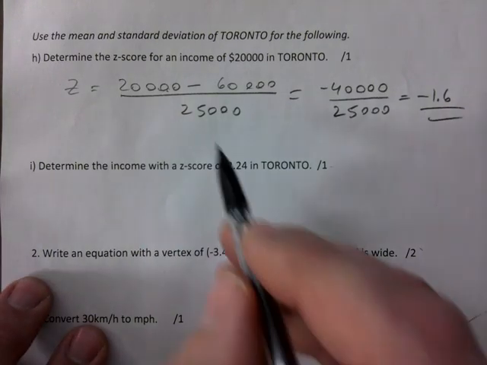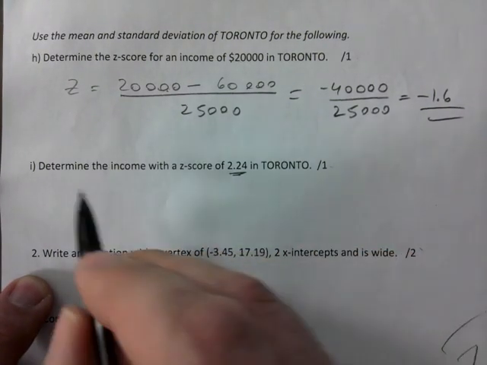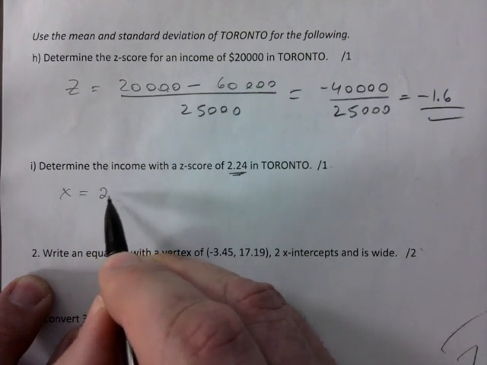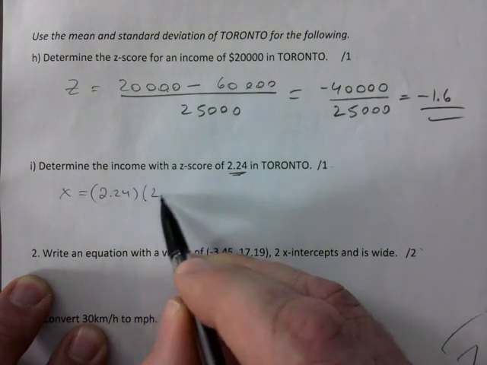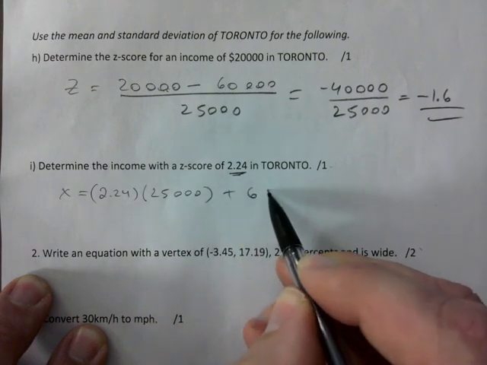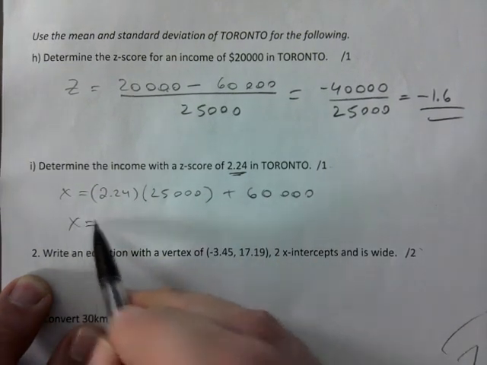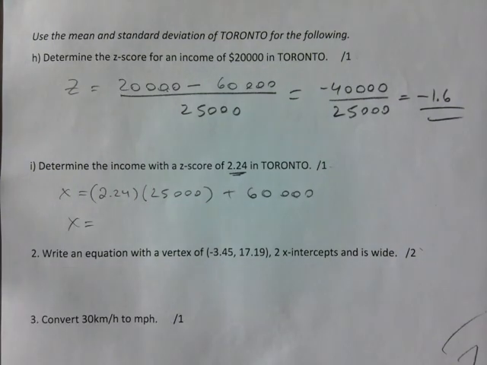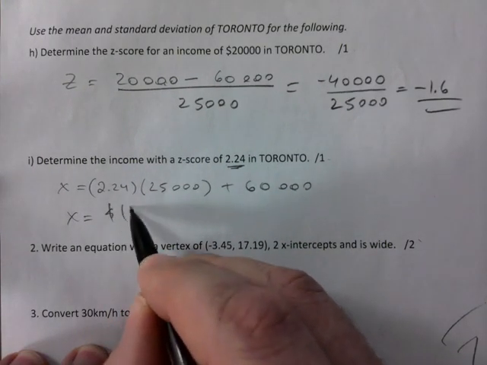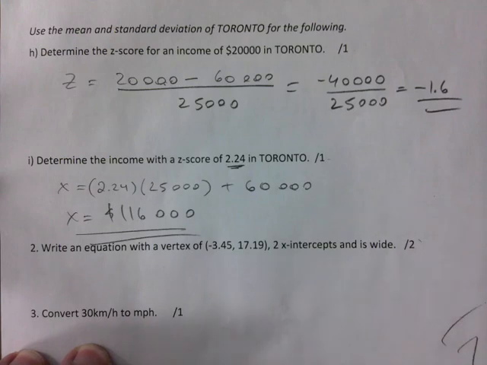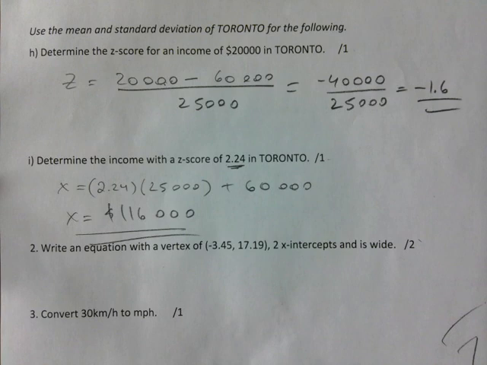Determine an income with a z-score of 2.24 in Toronto. So in this case, it would be z-score times the standard deviation plus your new average, right? That's 116,000. Because in Toronto, your average is higher. So going from that average up 2.24 standard deviations, it's going to be a higher income, okay, compared to Winnipeg.